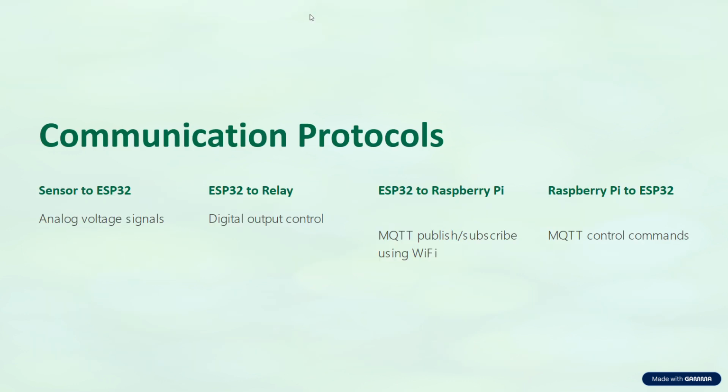The soil moisture sensor sends analog signals to the ESP32, and then the ESP32 controls the relay digitally. It sends the sensor reading to the Raspberry Pi over MQTT using Wi-Fi, and the Pi can send control commands back over MQTT. Optionally, the Pi can connect to the cloud or the Blynk app for remote access also.